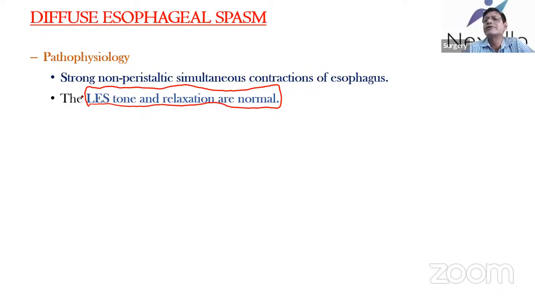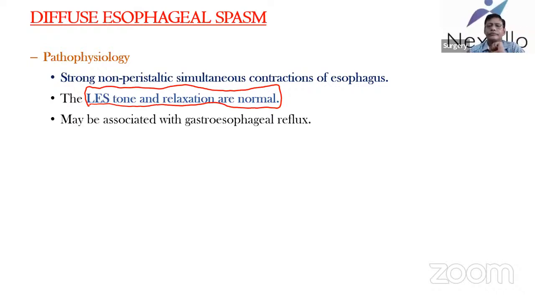To remember it, there is something very simple to remember. Most of us at one point or the other in our life have suffered from psychological stress, emotional stress. And most of us may have experienced that at that time, if we drink water or eat something, sometimes we feel that there is a pain over here and it has become stuck here. This is what actually is happening, that there is a spasm of the esophagus. Okay. So this is something similar to it. So LES tone is normal here. This is not going to happen always. This DES, diffuse esophageal spasm, may be associated with GERD, gastroesophageal reflux.